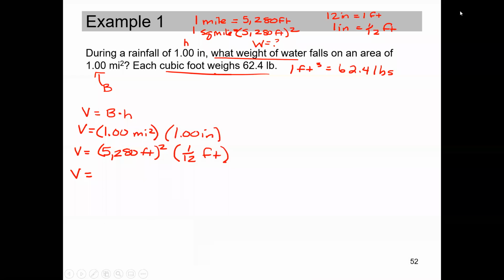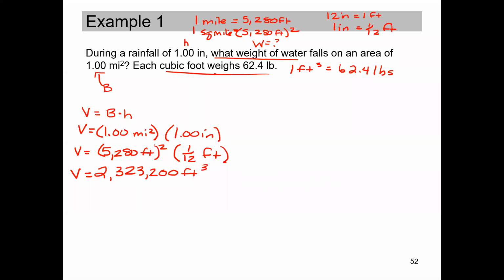2,323,200. So 2,323,200 cubic feet. We squared the feet here. We have 1 foot here. So square feet times feet would give me cubic feet. I could also write this in scientific notation, and I'll use 3 significant digits here.